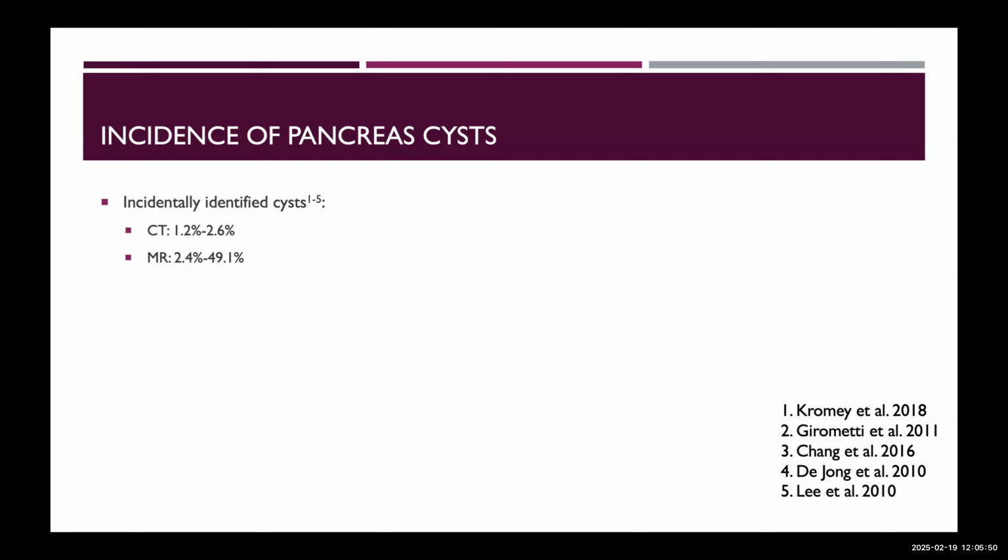So if you can see in the slide here, the incidence of incidentally identified cysts can range between 1.2 to almost 50% on MRI. And so I don't think that it's uncommon for us to be seeing these cystic lesions just identified incidentally for whatever reason, whether it's on CT, MRI, or ultrasound.